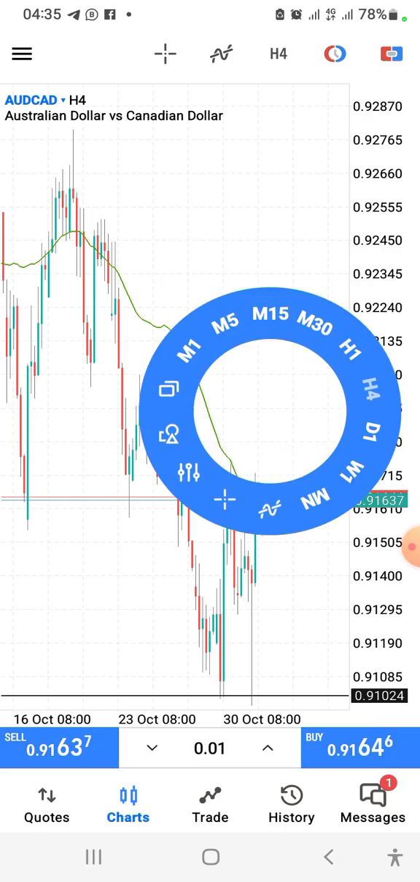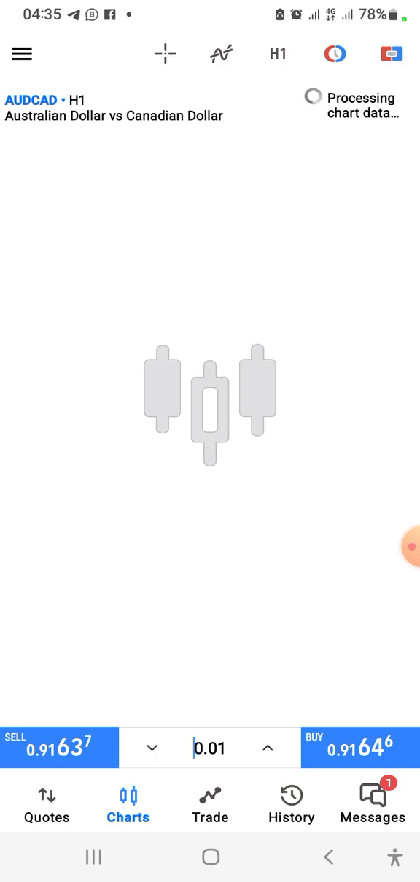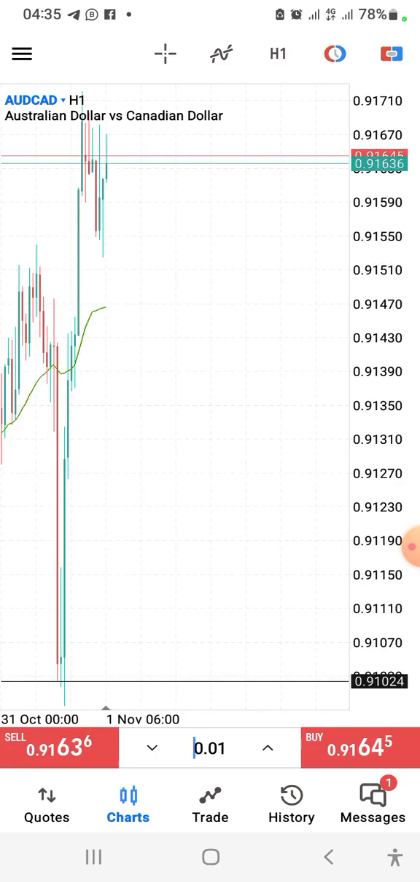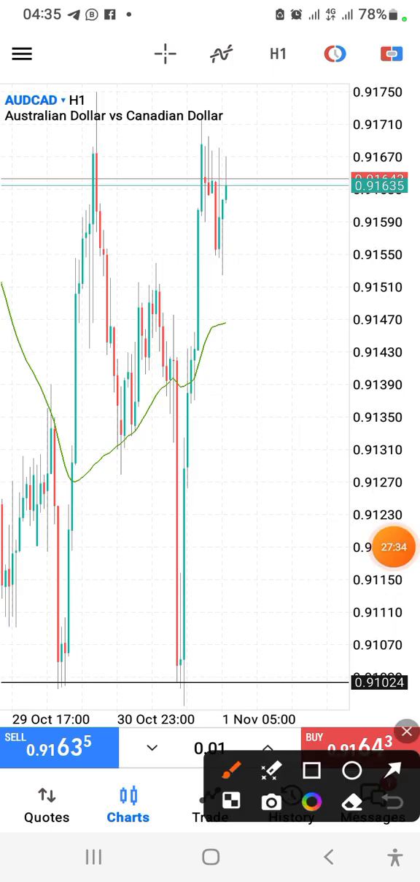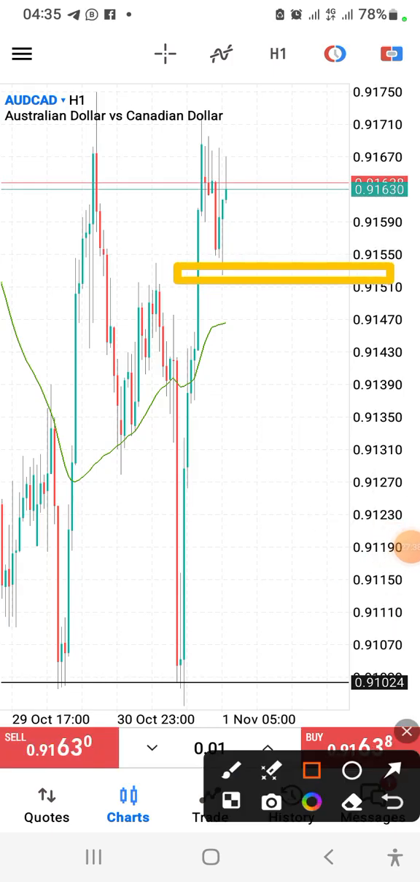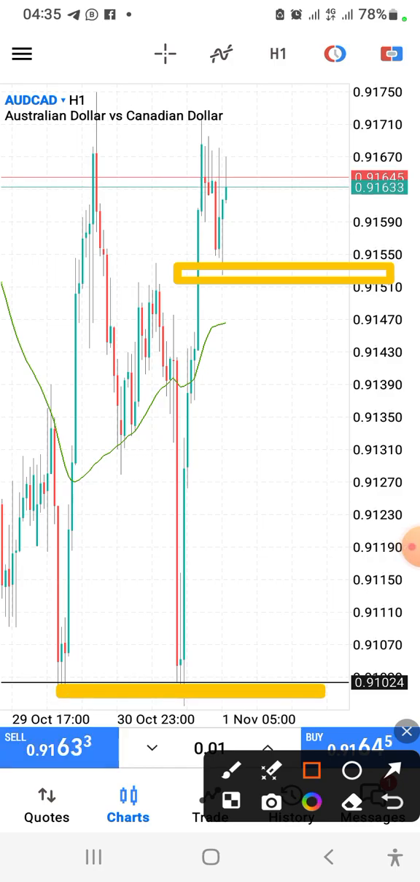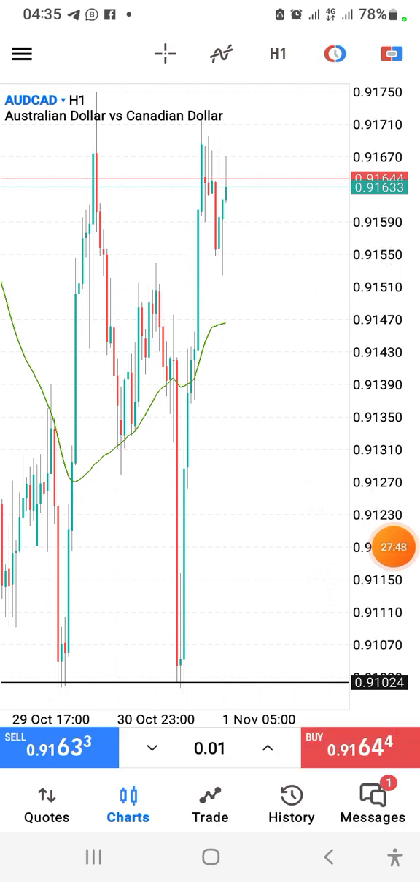Now let me check the 1 hour to see how it's playing out there. You can see it has played out there. So the level we'll look at, let's see if the market can come back and test here, or we just hold on at that level. So that is for your Australian dollar, Canadian dollar.